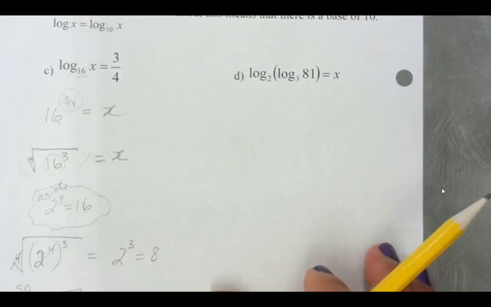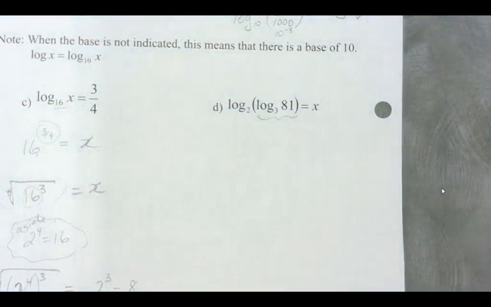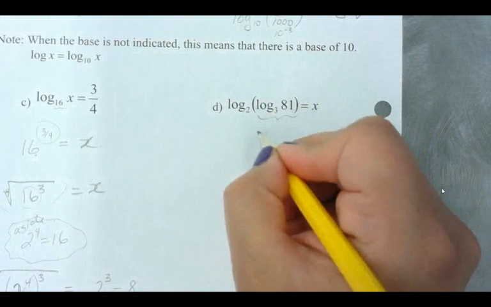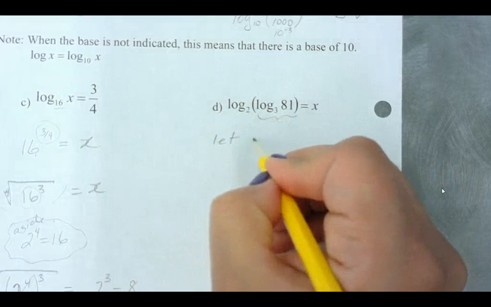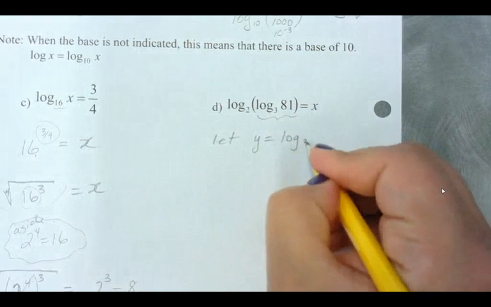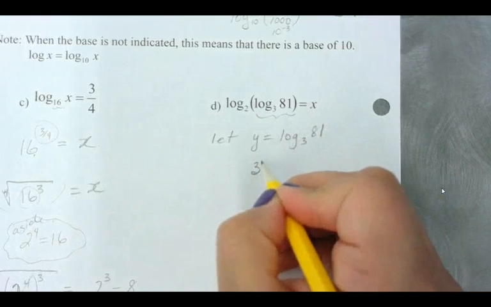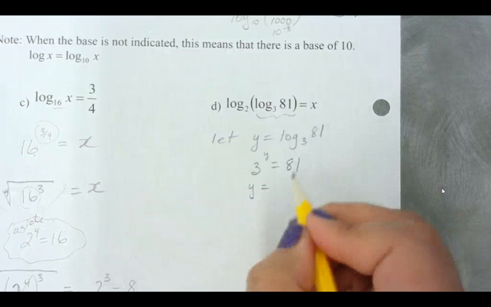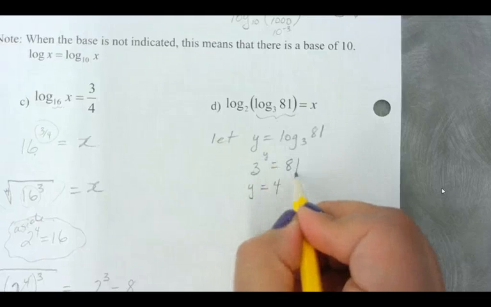All right, and now here we've got a log and then a log inside. What is this inner part equal to? So let's let y equal what's in the bracket, log base 3 of 81. Now we can evaluate it. So we've got 3 to the power of y equals 81. What is y equal to here? 4, because 3 to the power of 4 is 81.